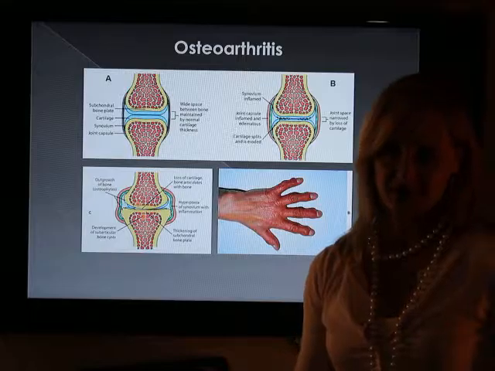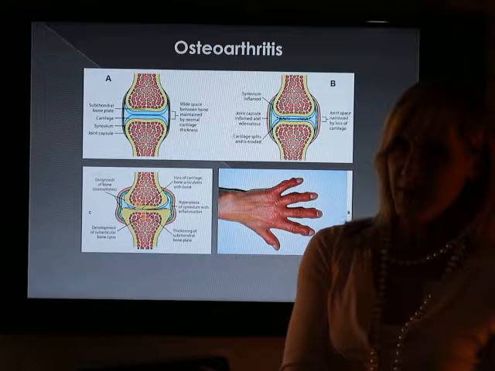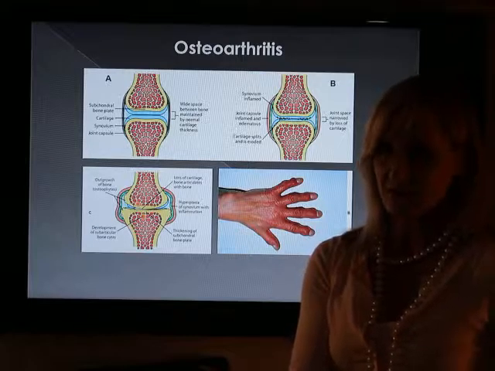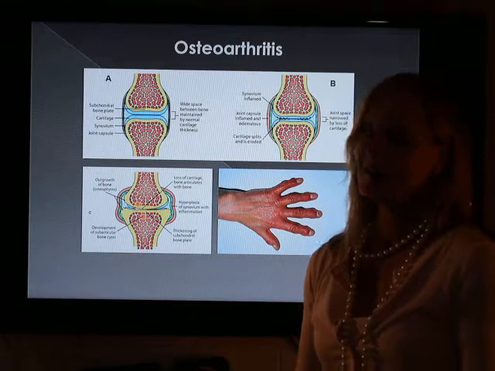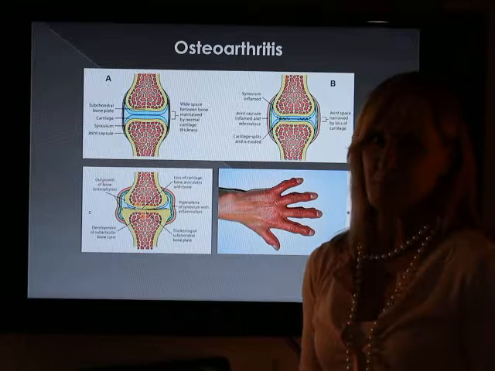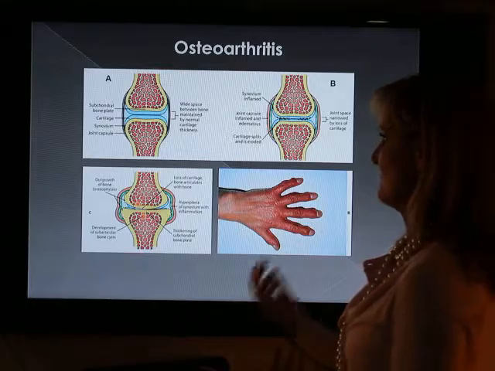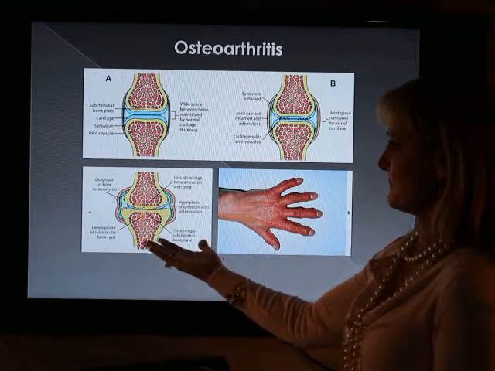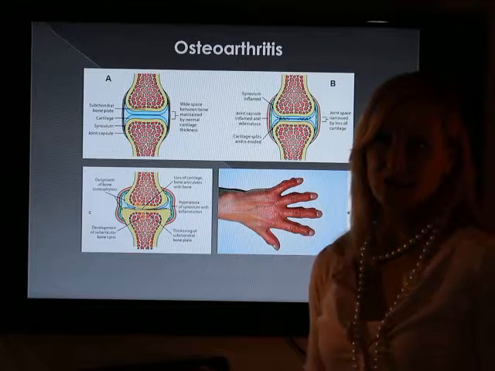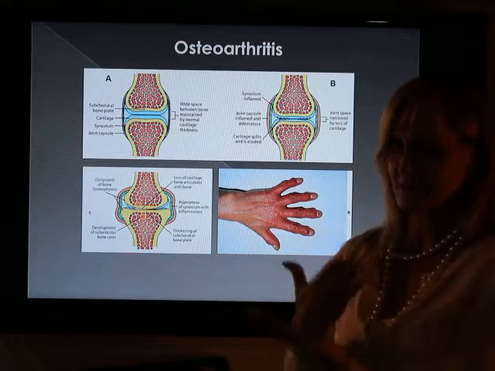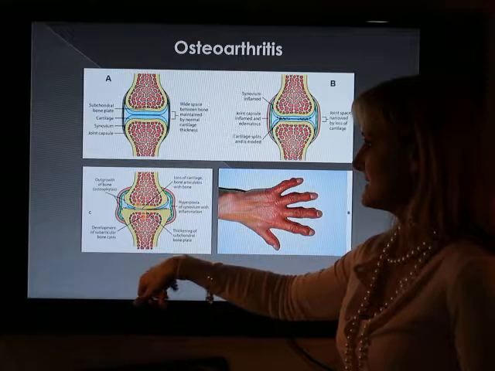So one, you want to prevent it. It's very hard to prevent because we want people to be active as long as they can. But once it does start developing, you really probably need to stop whatever is causing the impact. So if a person was a runner or something like that, it's probably time to switch to biking or swimming or something that doesn't have that constant pounding or jarring, which can lead to this.